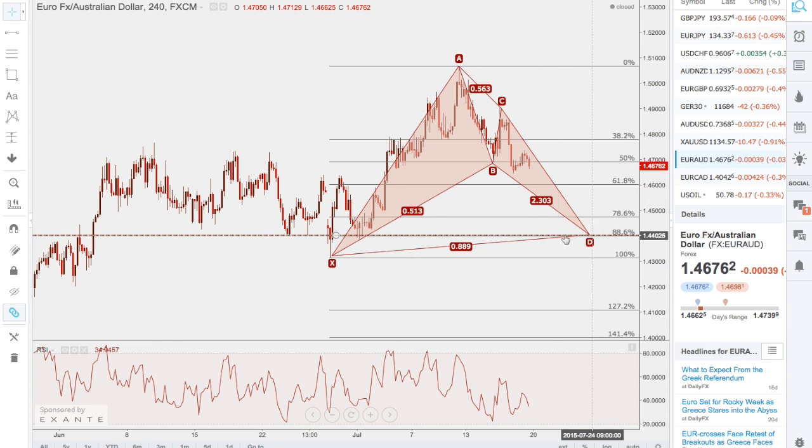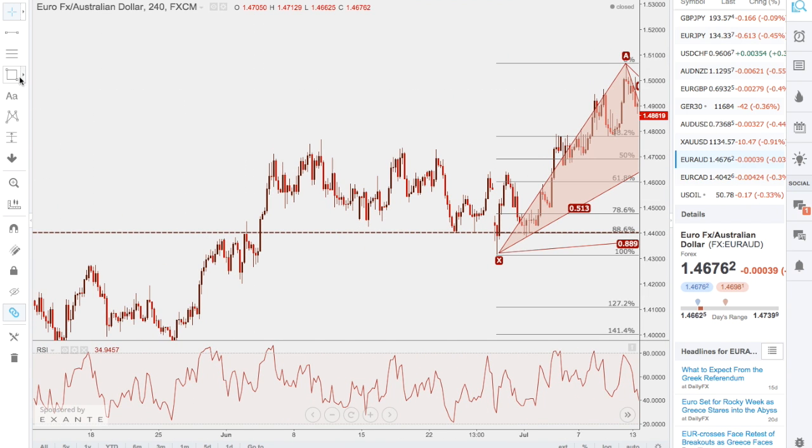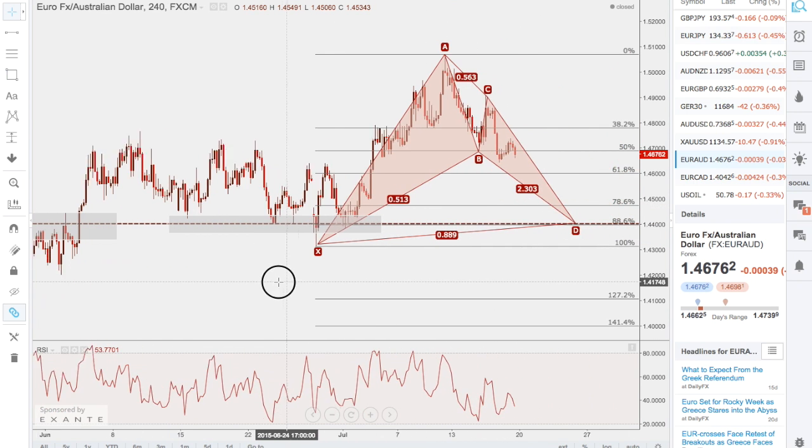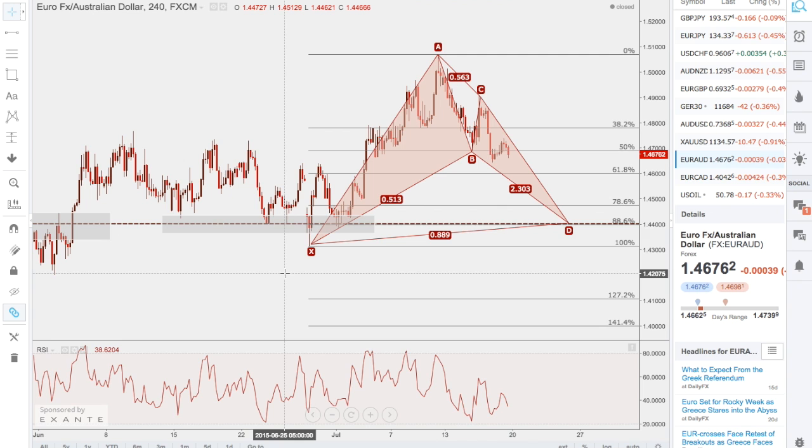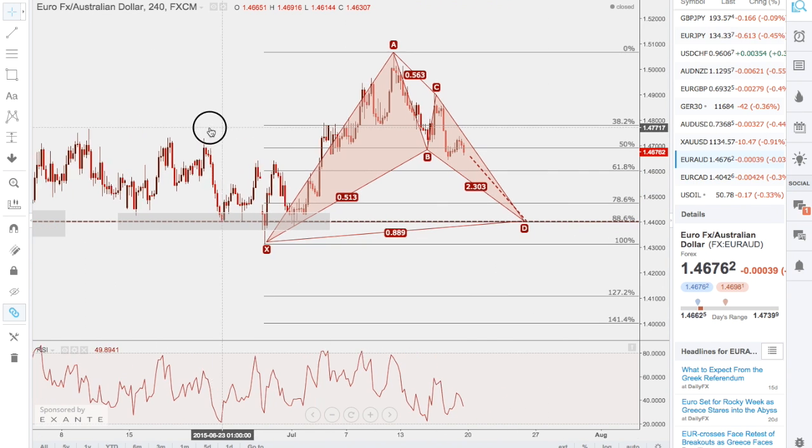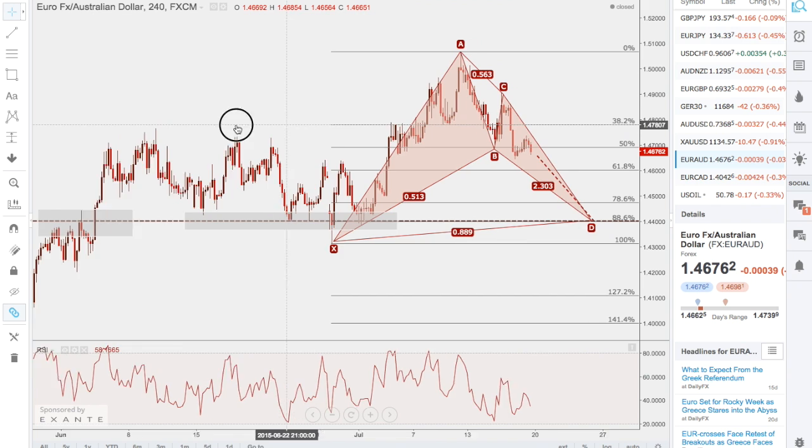Right, and if you draw a horizontal line and you look left previously, what you can see is we have a nice confluence of previous structure levels as well. Alright, so this gives us extra confidence and alignment that should price really come back down to this level, we not only have a completion of the harmonic pattern, but we also have the previous support and resistance level.